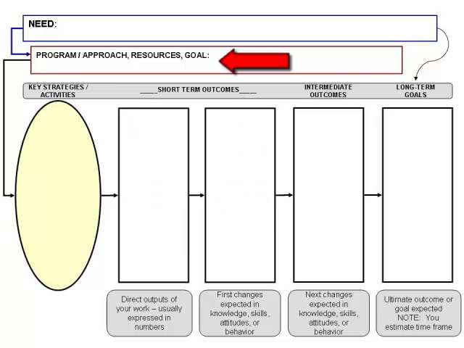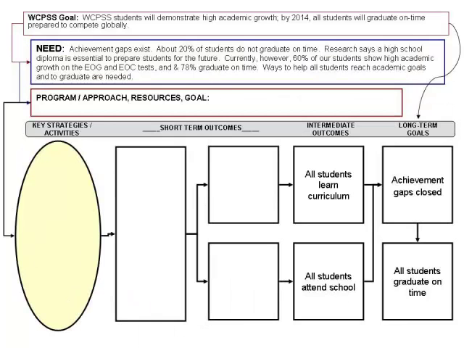Additionally, this model separates resources and strategies to allow further elaboration of both components. By displaying the need and the resources at the top of the page, we are able to gain space within the model for additional details. This version also provides space for a brief description of the program or approach.